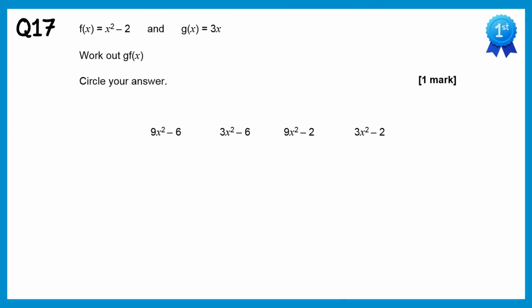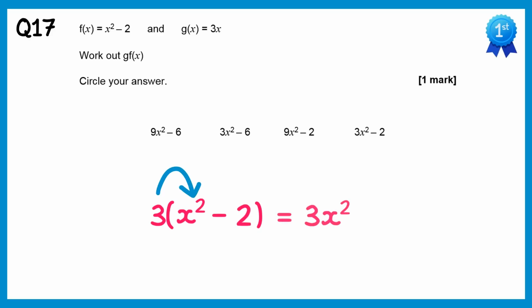In this question, we have to work out g of f of x. To do this, we'll write out the g function, but replace x by a bracket. So instead of 3x, 3 bracket. Then inside the bracket, we'll write the whole of the f function, which is x squared minus 2. If we expand this bracket, 3 times x squared is 3x squared, and 3 times negative 2 is negative 6. So the answer is the second one.